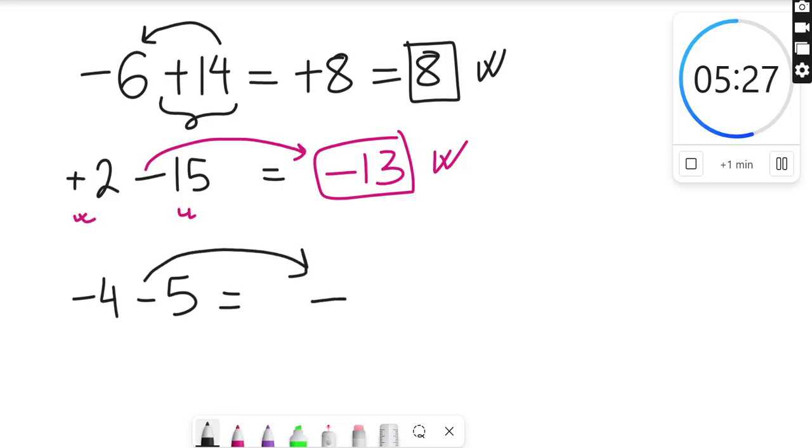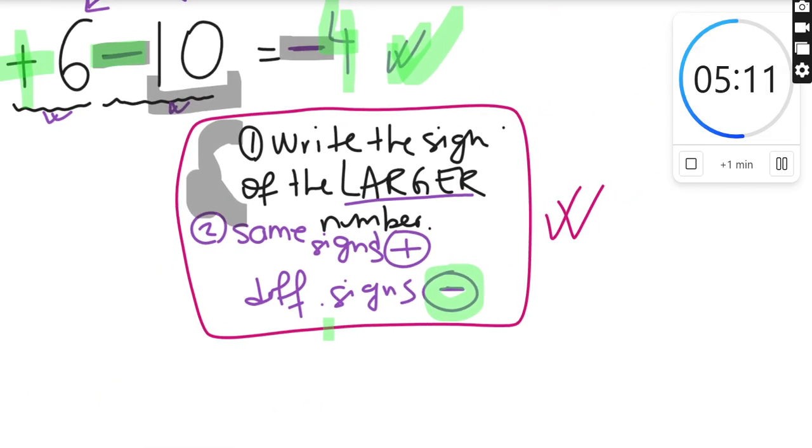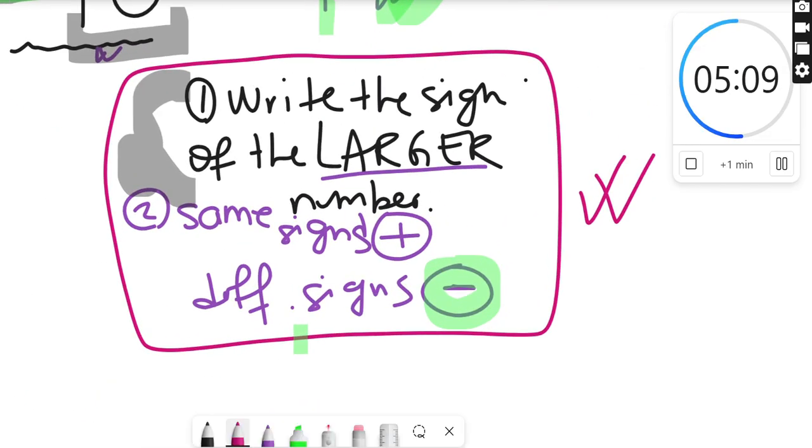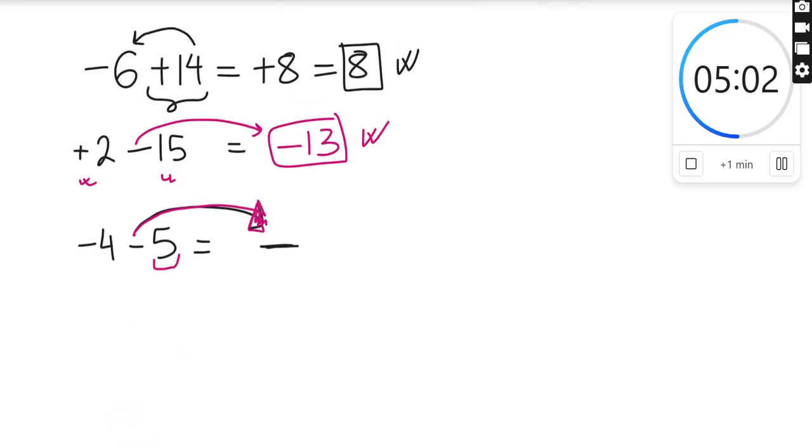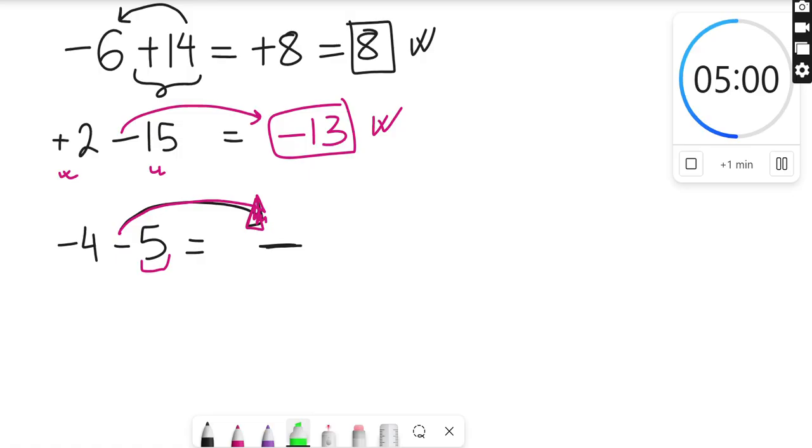So the sign will be negative. Or if I ask you, what is the sign of the bigger number? You will say, bigger number it's 5. The sign is negative. That's why we put negative. And then we said before, if they have same signs, then add the numbers. Okay? They do have same signs, which means we just add them up. So 4 plus 5 is equal to negative 9.